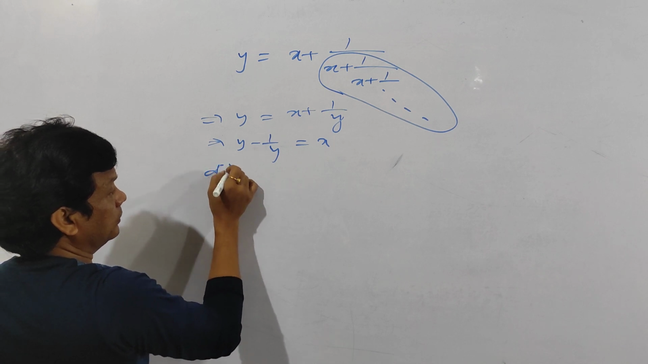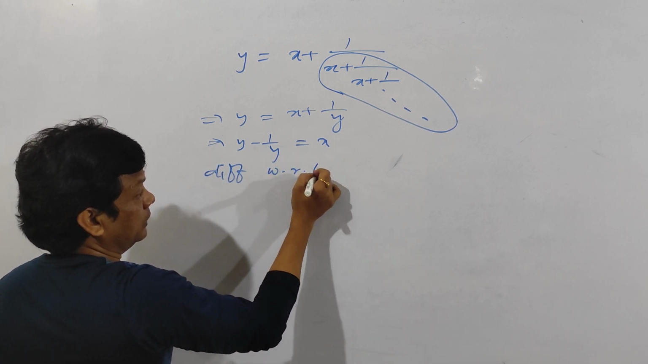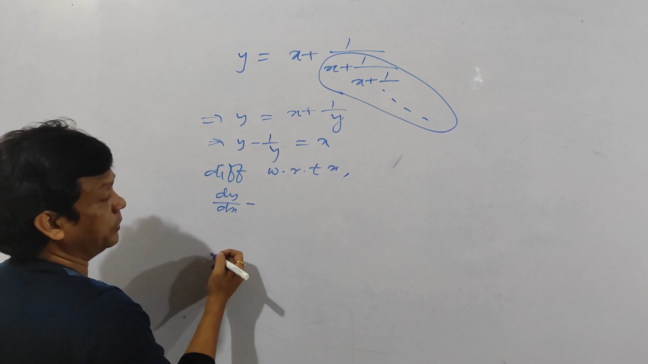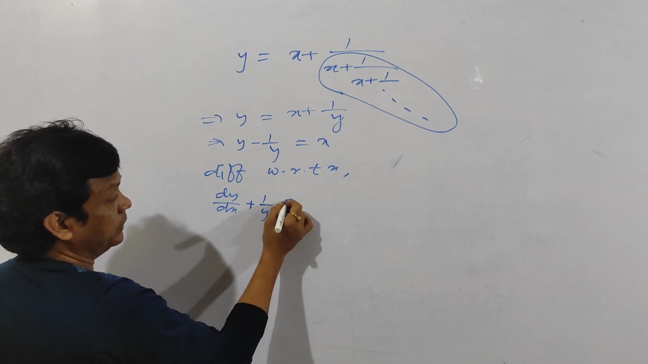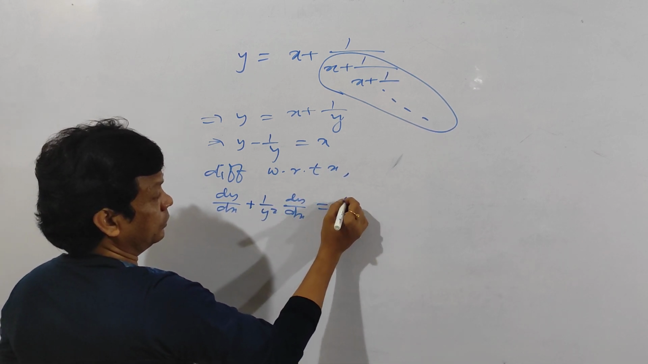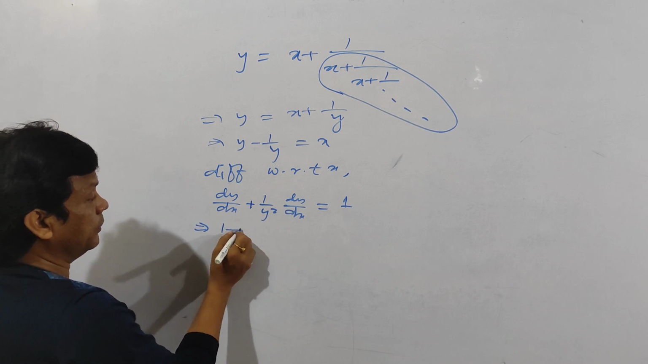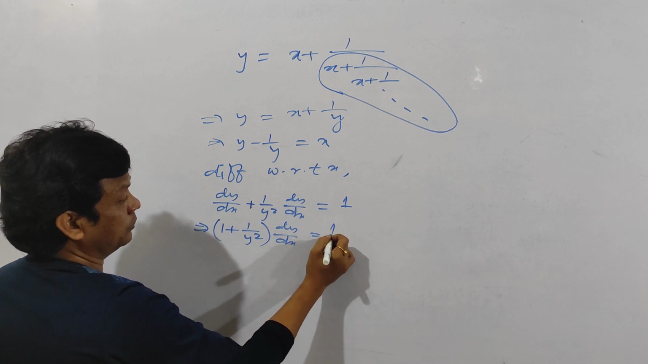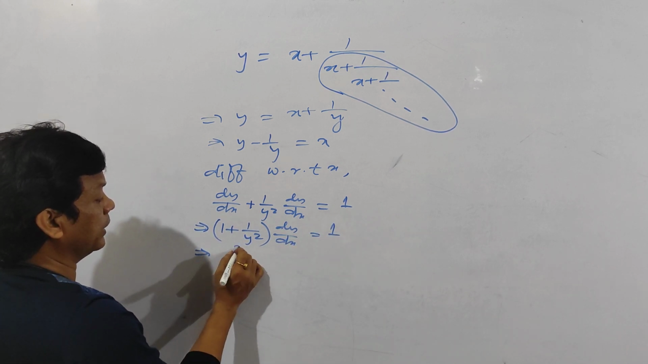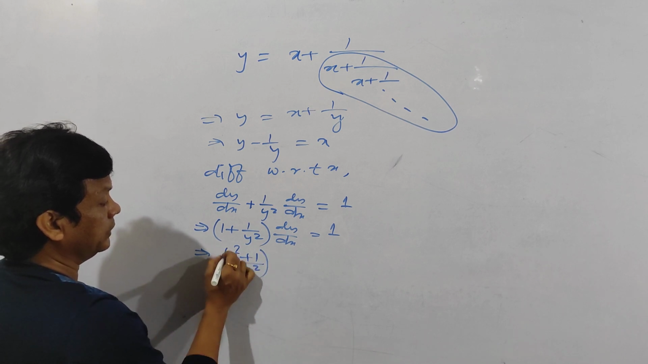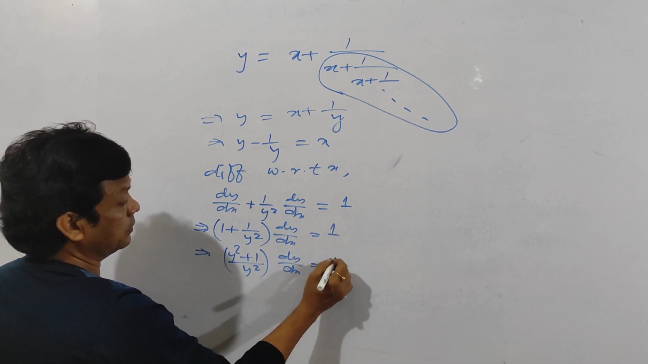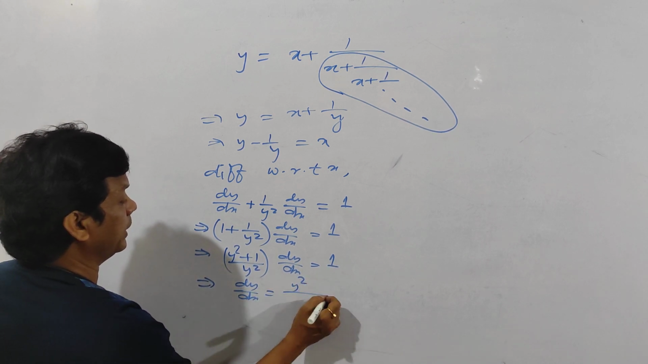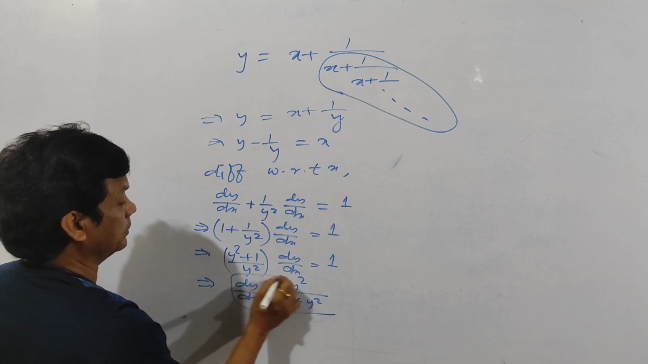Now differentiate again with respect to x. We get derivative of y is dy by dx, minus derivative of 1 by y, which is minus 1 by y square into dy by dx, is equal to 1. Derivative of x is 1. So (1 plus 1 by y square) into dy by dx is equal to 1. So taking LCM we get (y square plus 1) by y square into dy by dx is equal to 1. So it implies dy by dx is y square by (1 plus y square). So this is the answer. Clear?